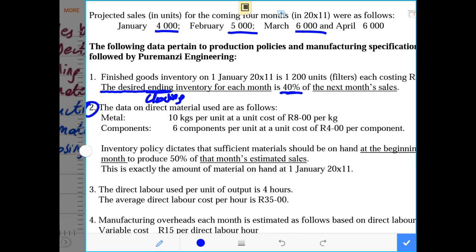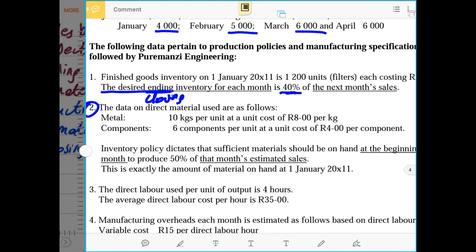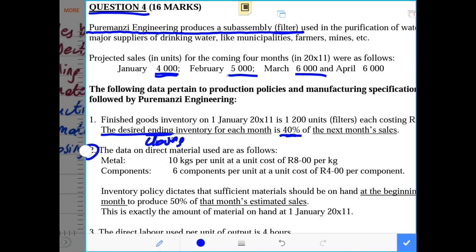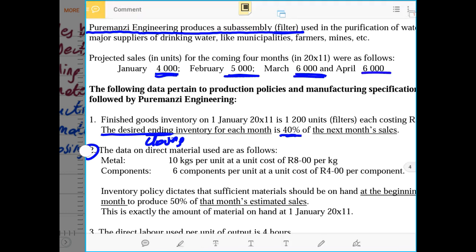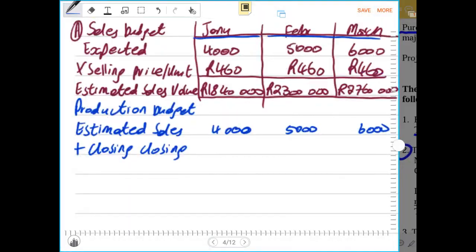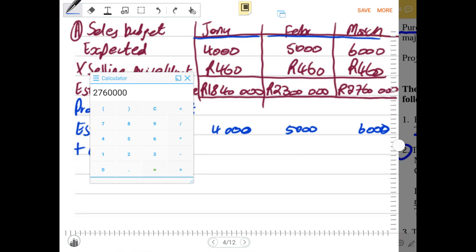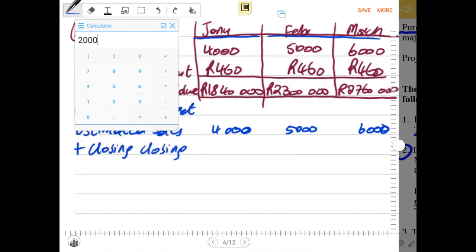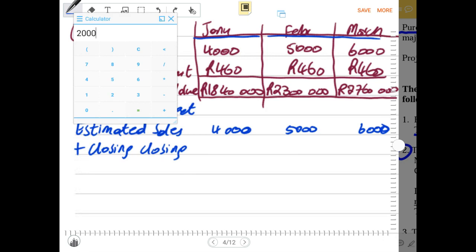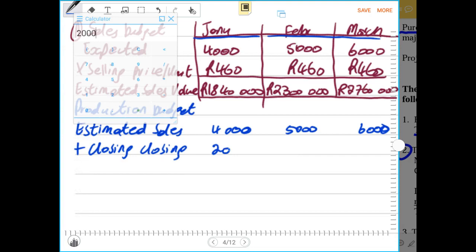So now let us do that. We have all the sales for their respective months, which is January, February, and March, plus April. Let us calculate our closing. 40% of the sales of February is the closing of the month of January. So 40% of 5,000, which is the next month, February, times 40%, will give us 2,000. Therefore, 40% of the sales of the next month is the closing of the current month, and that will be 2,000.